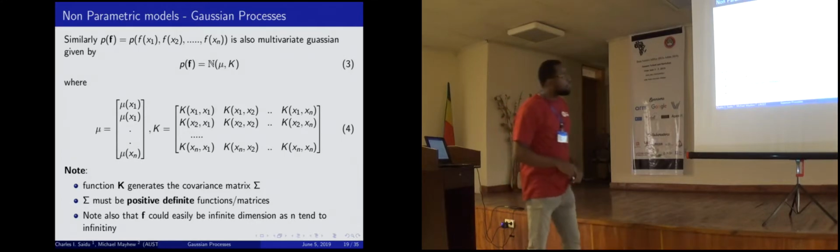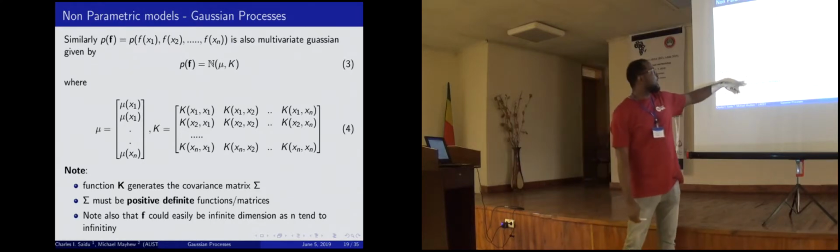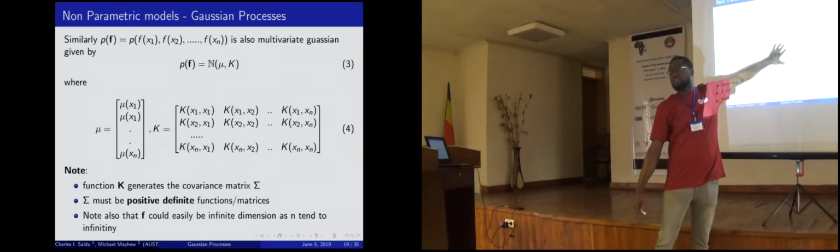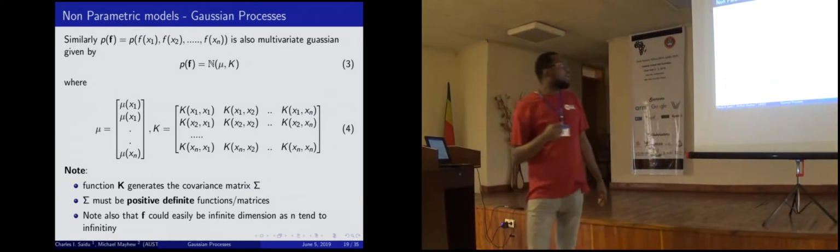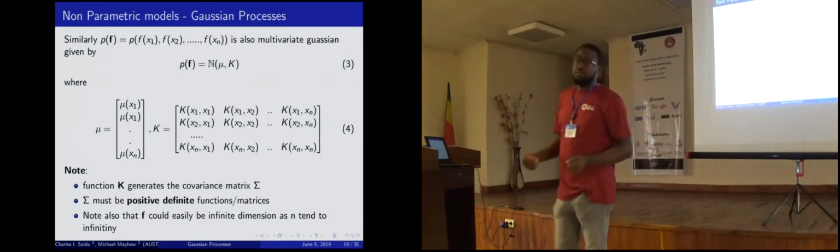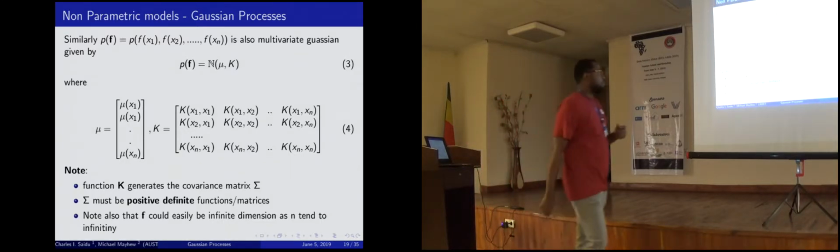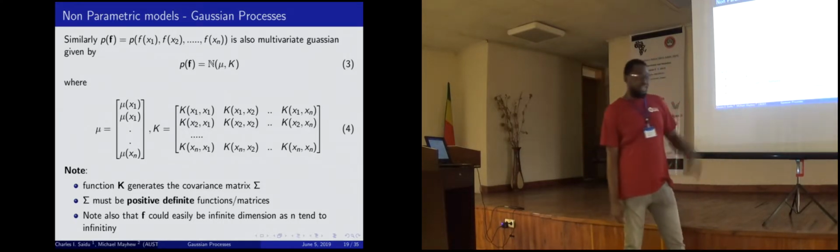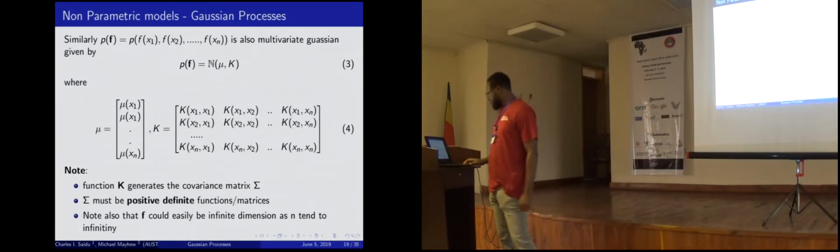There is an additional note to this. For example, we need to find a way of generating this matrix, and it goes a long way. In fact, this is one of the most important things in Gaussian processes. What you're trying to say is, how are my variables correlated? How do I define that correlation between my function values? And of course, this matrix must be positive definite, and it scales well to infinite dimensional spaces.